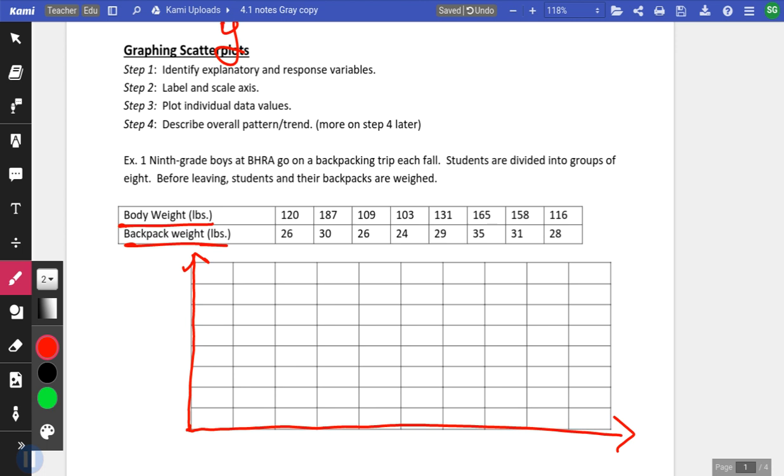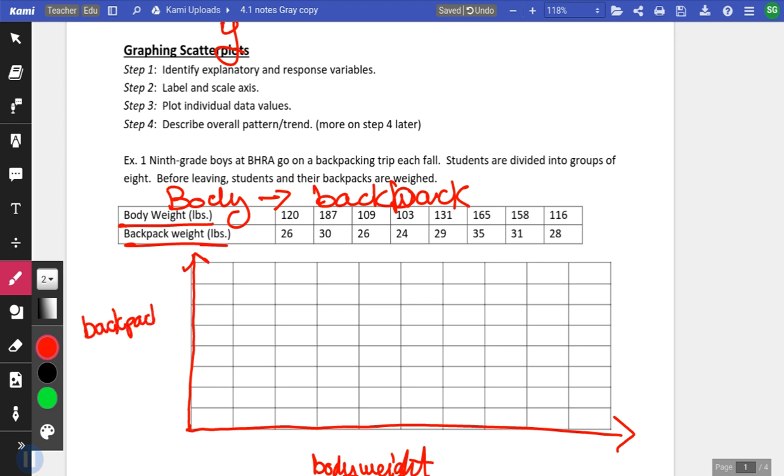Well, in general, the body weight is going to explain the backpack weight, because a heavier person is going to have more muscles and can carry more weight, whereas a lighter person is not going to be able to carry as heavy a backpack. So our body weight is going to go on the x-axis as the explanatory variable, and our backpack weight is going on the y-axis as our response variable.